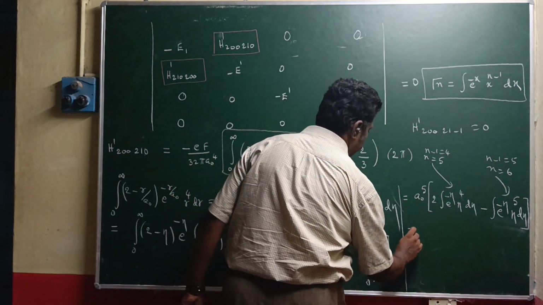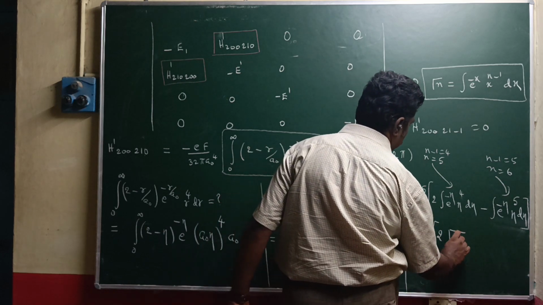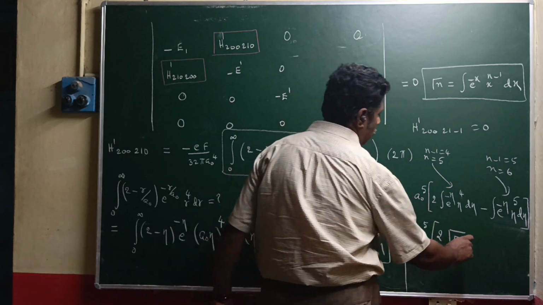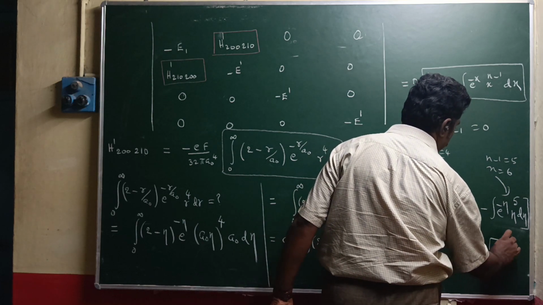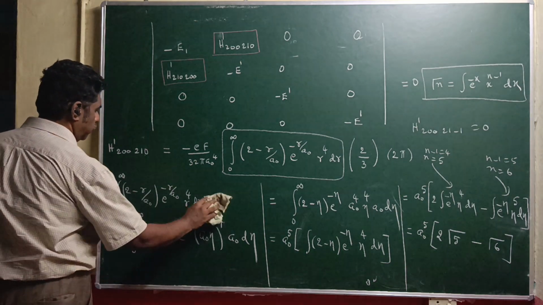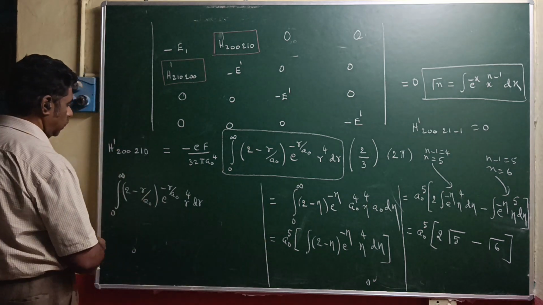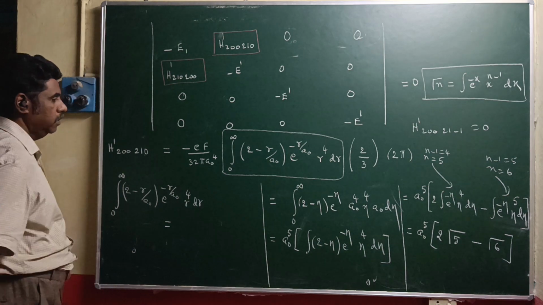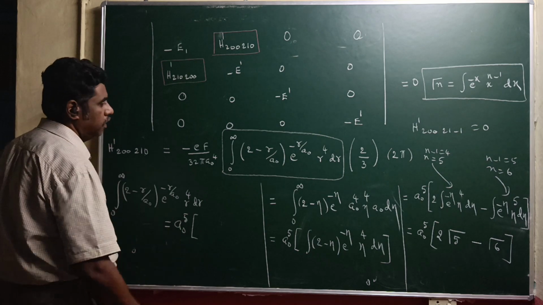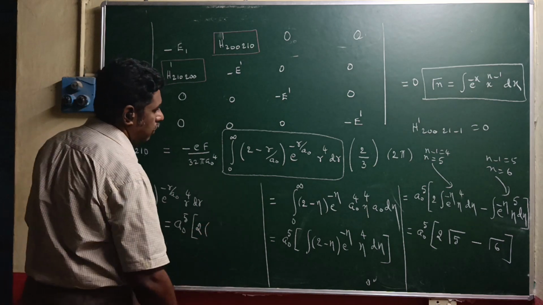So this is equal to a0 power 5, 2 into gamma of 5. Here this 2 is present only for the first integral, minus gamma of 6. Now this integral is equal to a0 power 5 into 2 into 4 factorial.